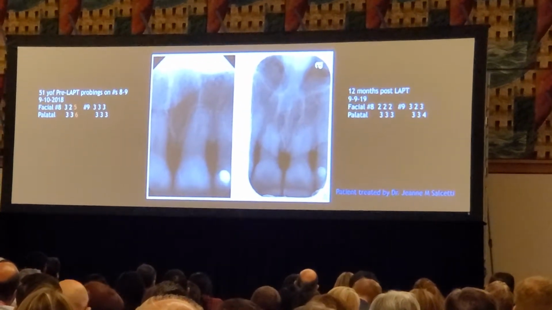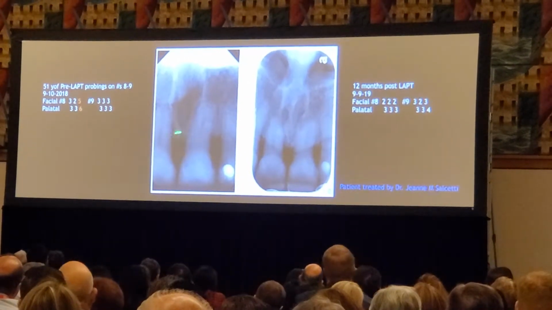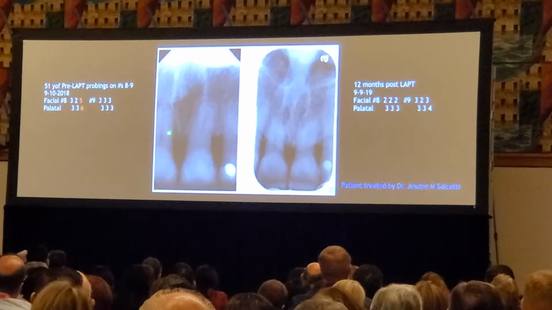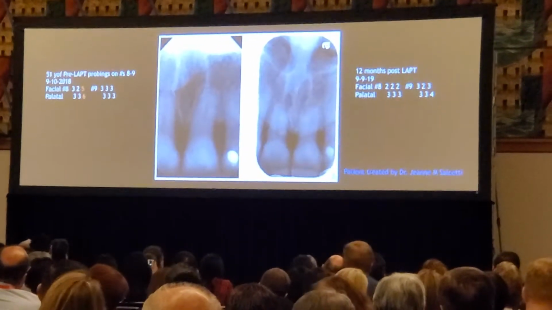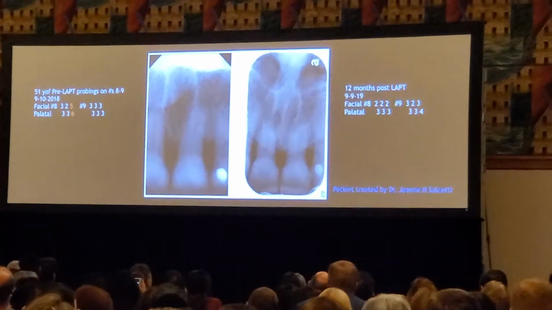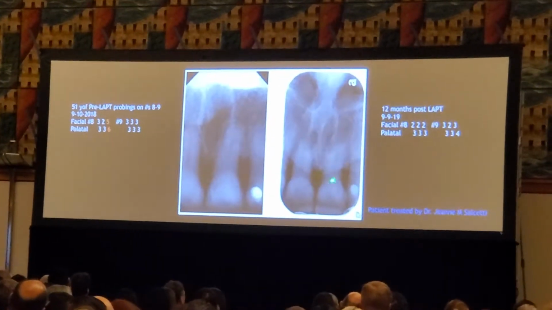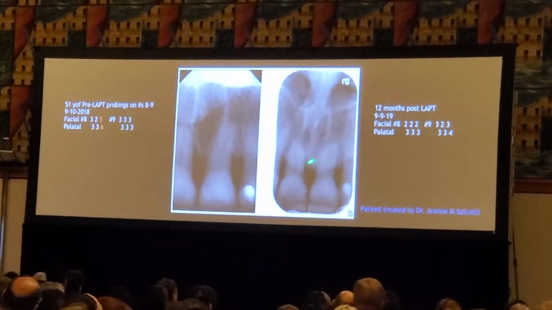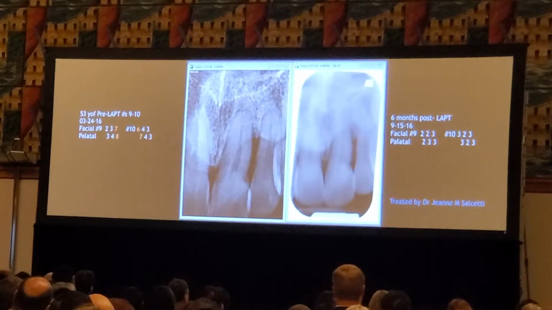Here's one of my particular cases, a 51-year-old woman who came in, referred to me with a 5 to 6 millimeter pocket on the mesial number 8. Restorative dentist was concerned. She was interested in veneers, but he wasn't going to treat it until he got the disease under control. And here she is now, a year later, and again, you can see that there's been bone fill and regeneration.